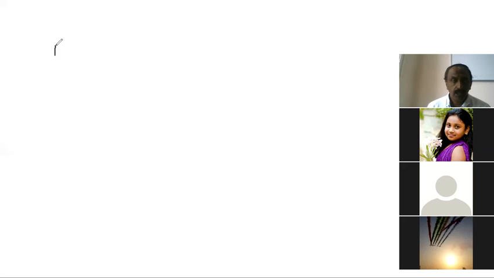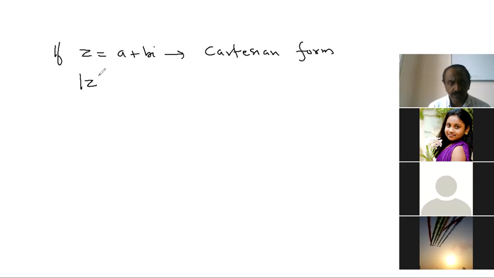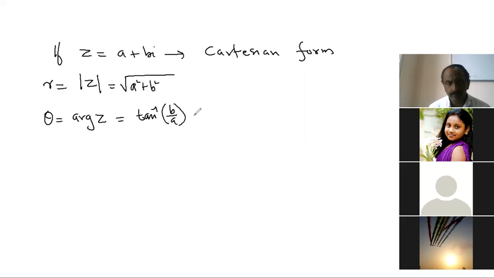Write down. If Z is a plus bi, this is known as Cartesian form. The modulus of Z, which I am denoting by r, is root of a square plus b square. Then theta is the argument of Z. For the time being, I'm writing tan inverse b by a, but it depends on the quadrant.